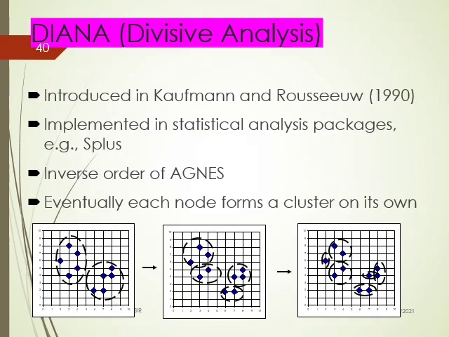The DIANA method is also there. It was introduced in 1990 by Kaufman and Rousseeuw, and it was implemented in statistical analysis packages like S-Plus. It is the inverse order of AGNES. Eventually you will find each node forms a cluster on its own. Since it is more of a divisive kind of technique, you want to find the actual results or the most important nodes rather than clusters. So even a single node can form its own cluster. You can see from the main clusters to this final cluster, even a single node has formed a cluster of its own.